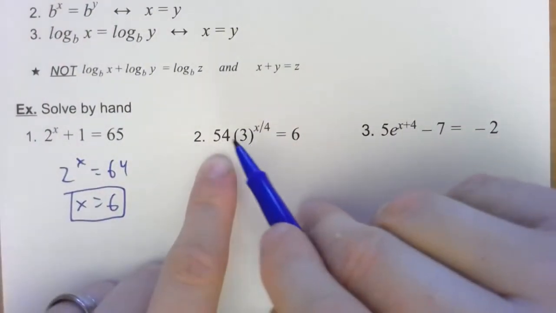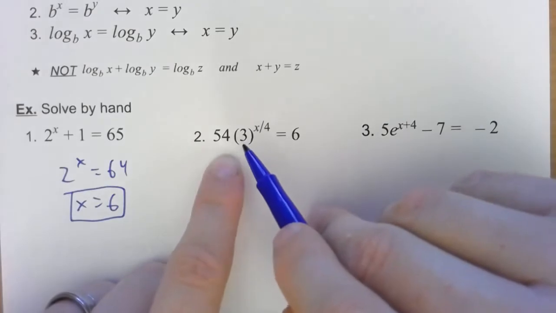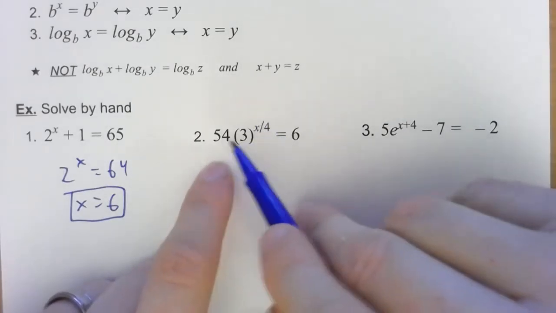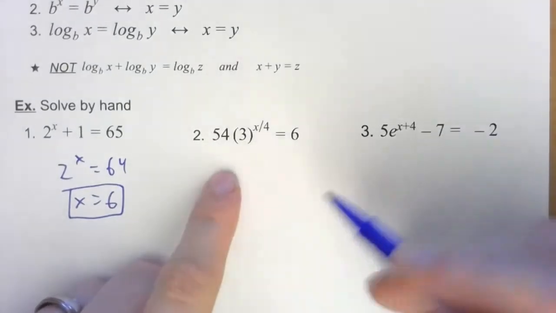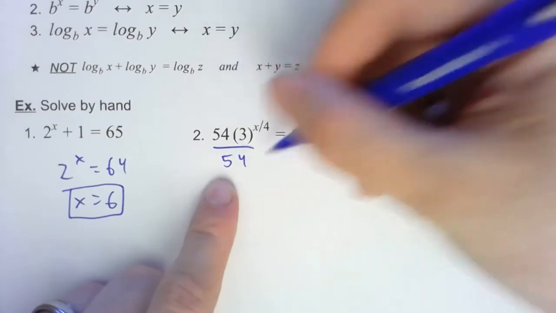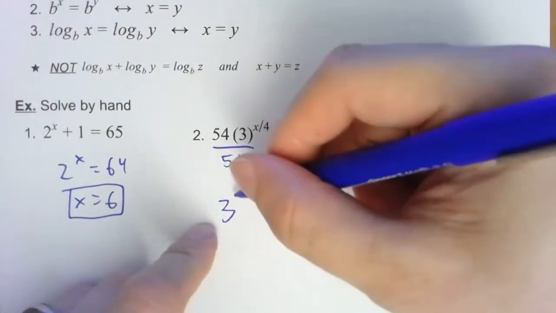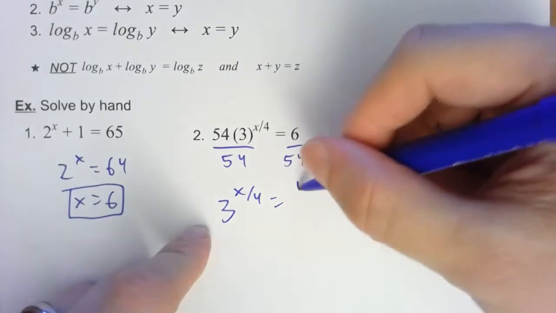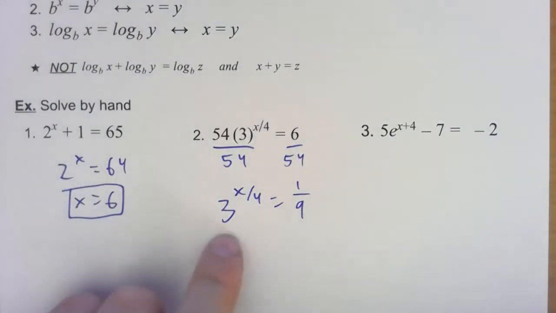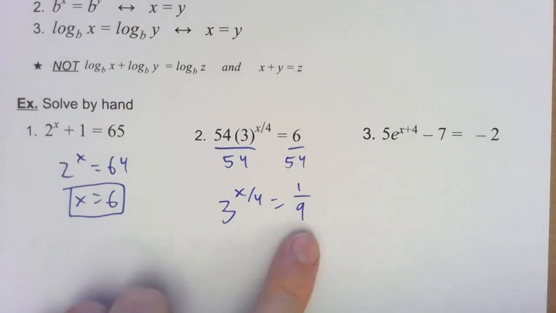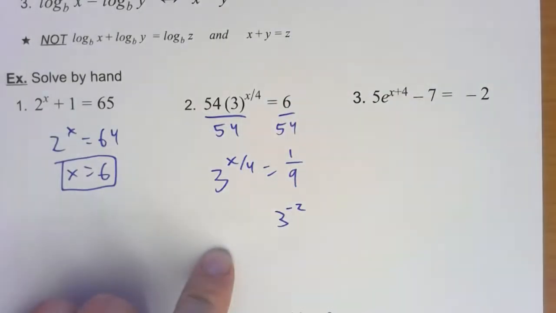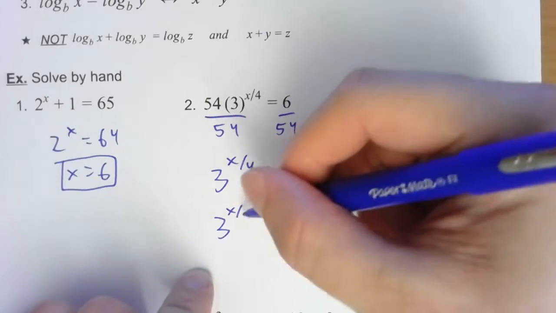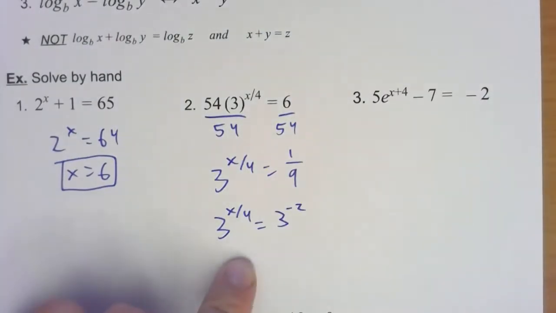Now on this one, make sure you realize that you're not allowed to do this multiplication right here. PEMDAS says that exponents would have to come before multiplication, so you're not allowed to do that multiplication there. What we want to do is cancel out that multiplication by dividing. So we get 3 to the x over 4 is 1/9. This is where we want to do that trick of making both sides have the same base. So 1/9 is a power of 3. We can write this as 3 to the negative 2. So we've got 3 to the x over 4 equals 3 to the negative 2.